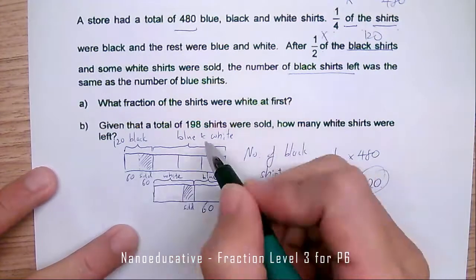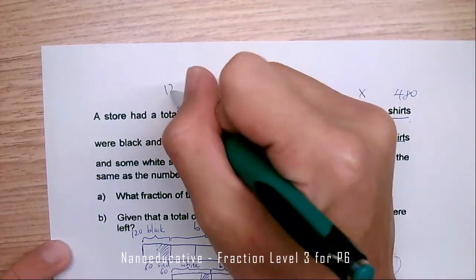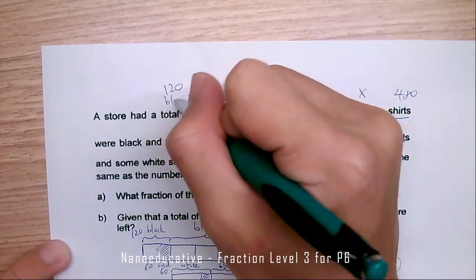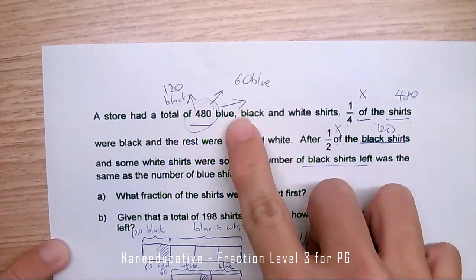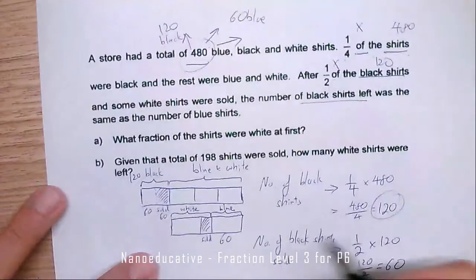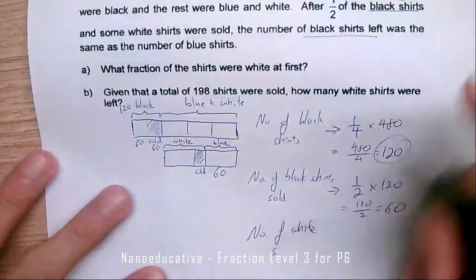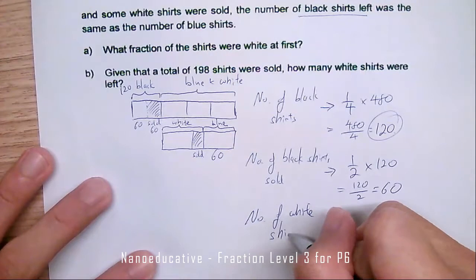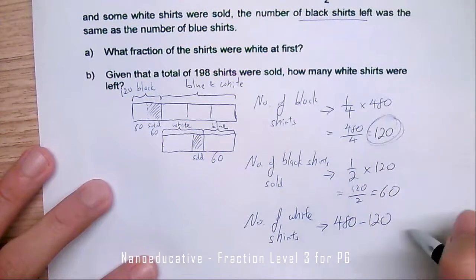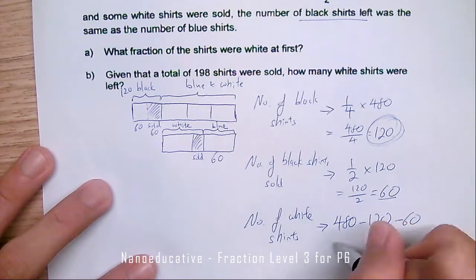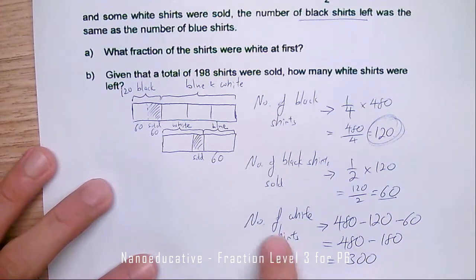So if in total there's 480, and of the 480 there are 120 black and then 60 blue, we can find the white color. The white color will just be 480 minus 120 minus 60. So I'm just going to put number of white shirts. Sorry, you cannot see, right? So I need a little bit of space. So the number of white shirts will be 480 minus the black, which is 120, and minus the blue, which is this. So this will be 480 minus 180, which gives us 300. So we know that there are 300 white shirts altogether.